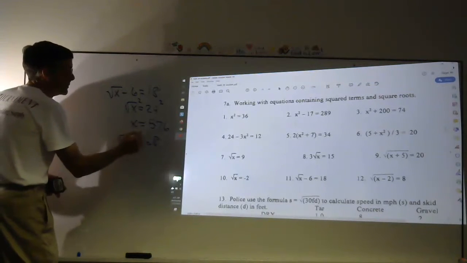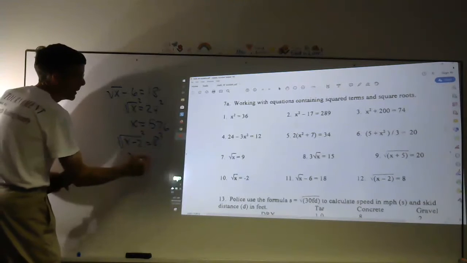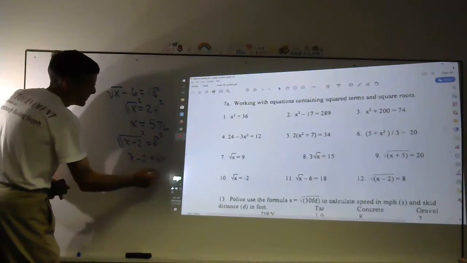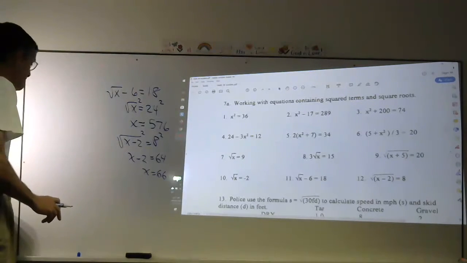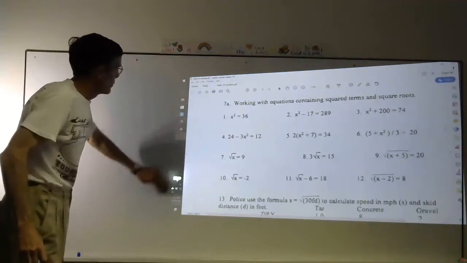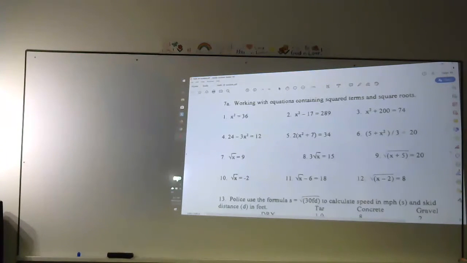Number 12, the square root of x minus 2 is 8. How do you get rid of a root? Square both sides. So x minus 2, the root's gone, is 8 times 8, which is 64. Add 2, and x is 66. Okay? All right.